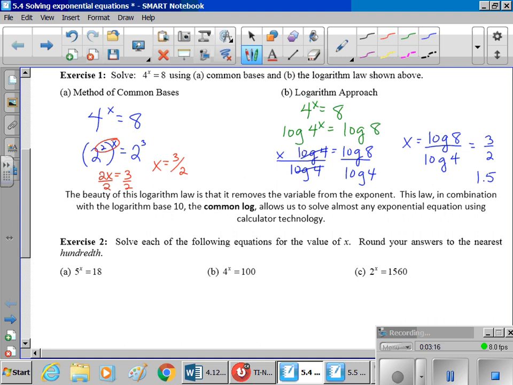All right, so the beauty of this logarithm law is that it removes the variable from the exponent. This law in combination with the logarithm base 10, the common log, allows us to solve almost any exponential equation using calculator technology. All right, so finish writing that up and let's get on to exercise 2.